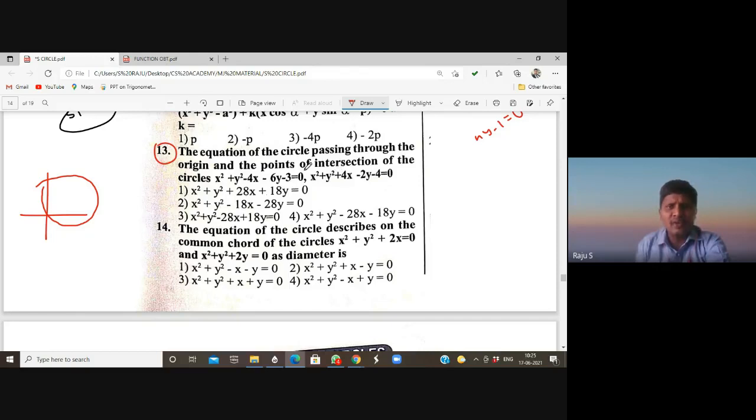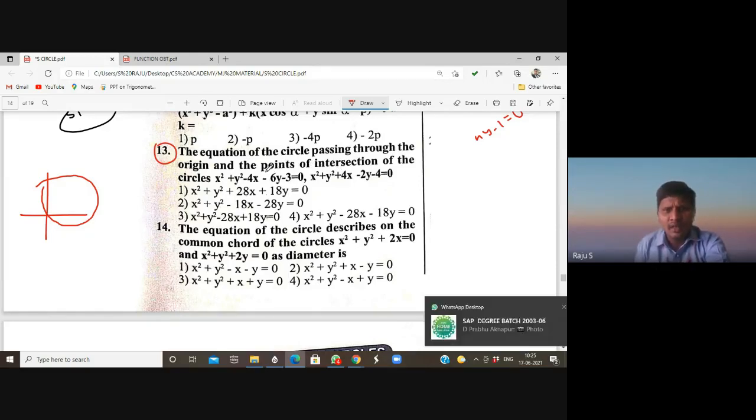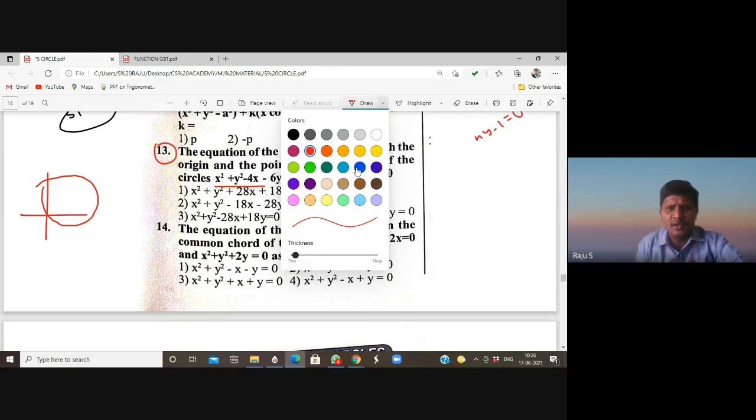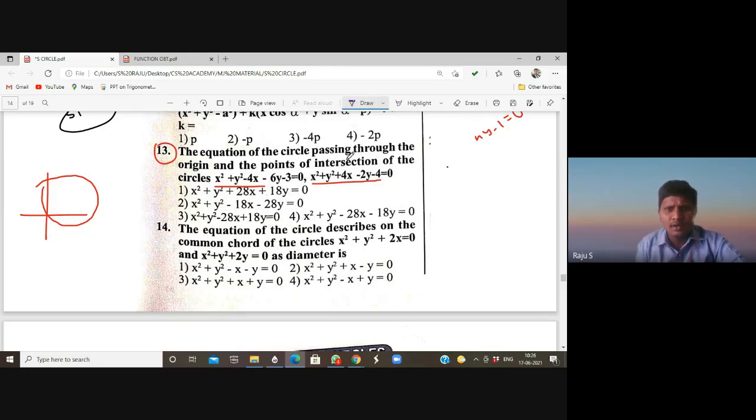And to find the equation, the points of intersection of 2 circles are given. What to do? Simple question. This is a very easy question. I'm telling you, there are three types of questions: easy, moderate, and difficult.